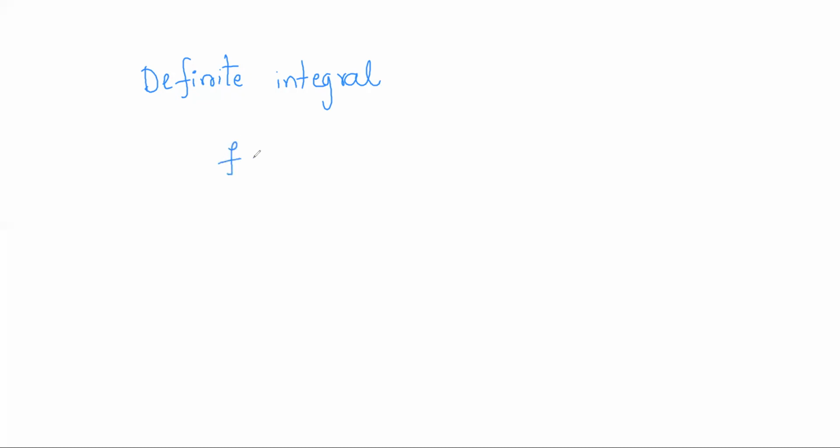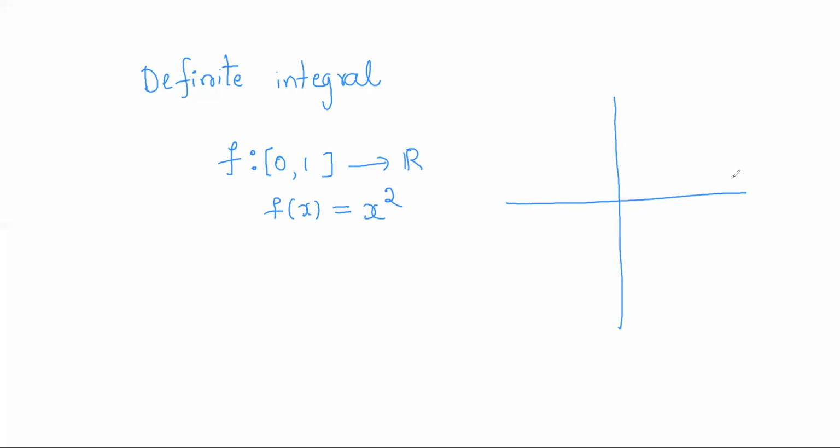For example, consider the function f from the closed interval 0 1 to R defined by f of x is equal to x square. You know that it is actually a parabola. F of x is equal to x square gives you a parabola. So from 0 to 1, I have to map f of x is equal to x square, and the curve comes somewhat like this, from 0 to 1.